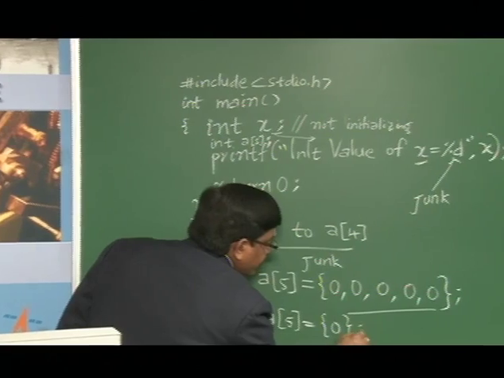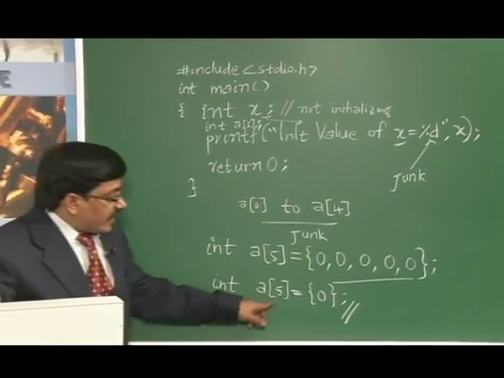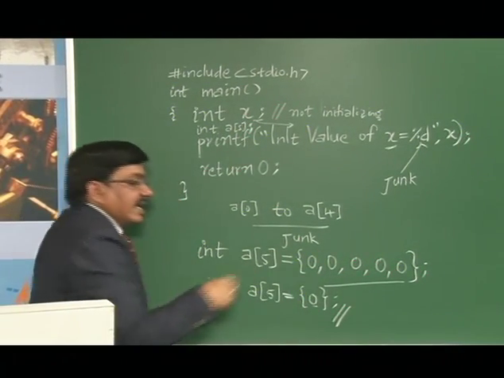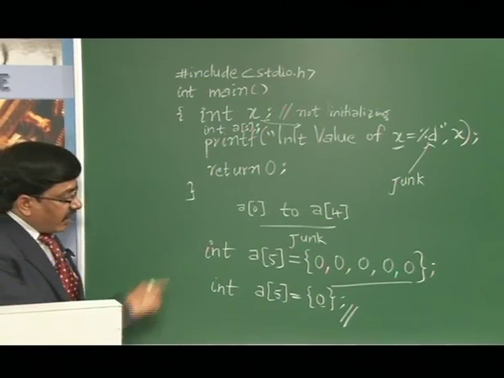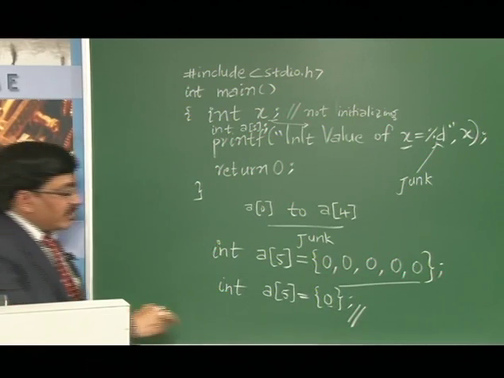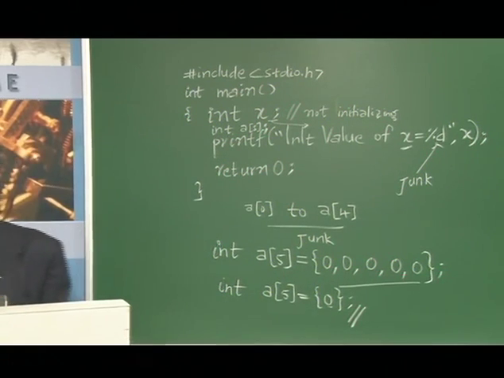So, this is sufficient because this is partially initialized. Here, a of 0 will take the value 0, and the remaining uninitialized elements a of 1, a of 2, a of 3, a of 4 will automatically get the value 0. It is not necessary that I mention all 5 different values there.